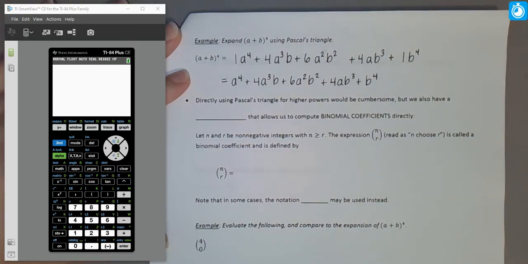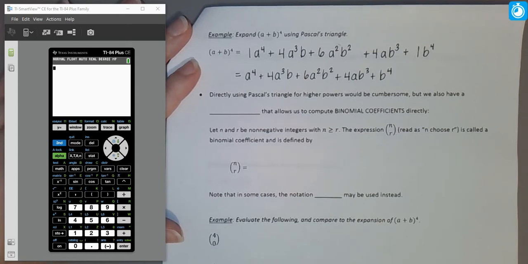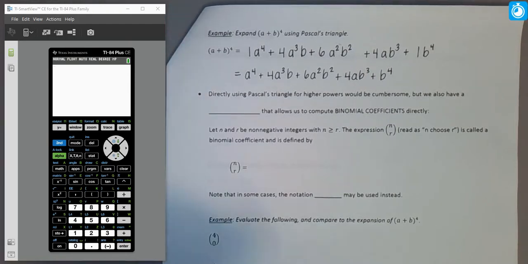And so notice in some ways that's a pretty major time saver, particularly if you didn't already have the preceding expansions for a plus b squared, a plus b cubed, and then so on and so forth. So it's just a matter of how are the exponents exhibiting a pattern, and then how are the coefficients exhibiting a pattern as well. Now, directly using the triangle for higher powers would be cumbersome because we have to generate each of the preceding rows.